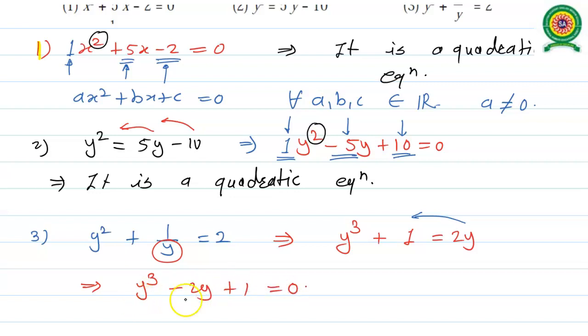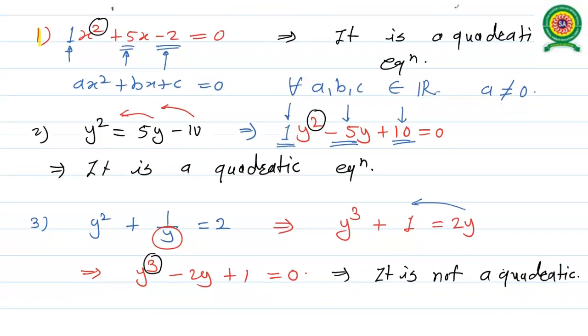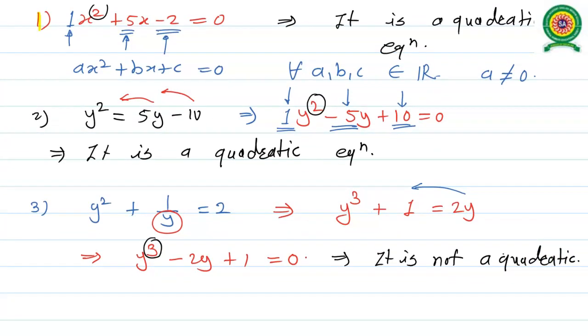Here we have the variable y whose highest degree is 3, so it is not a quadratic equation. Quadratic means the highest degree of the variable is strictly 2. Once the highest degree of the variable is 3, it is a cubic equation, not a quadratic equation.